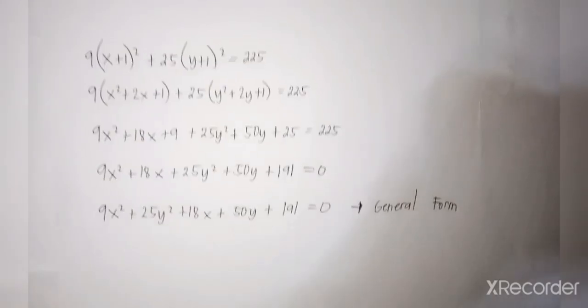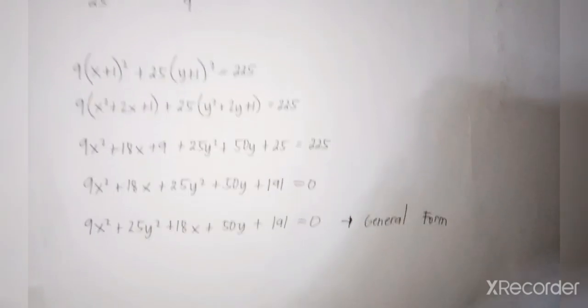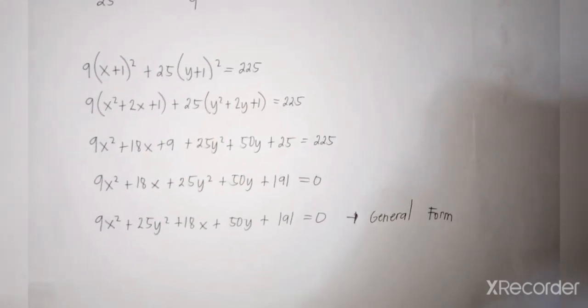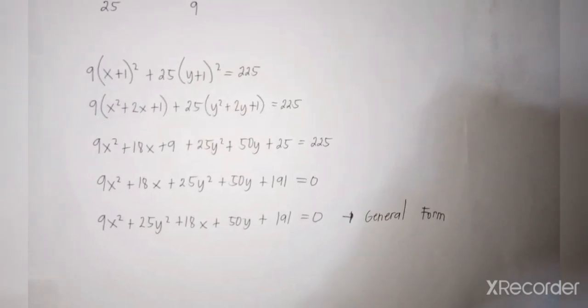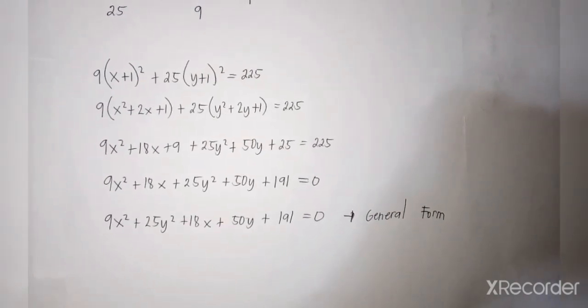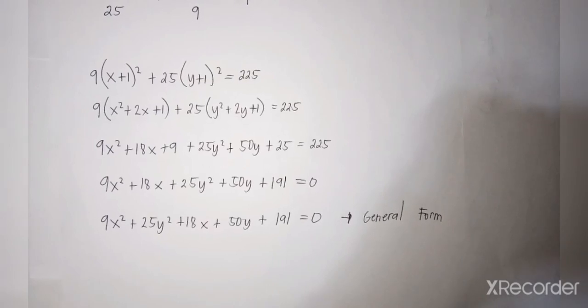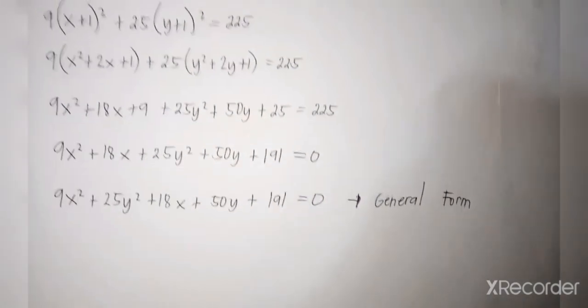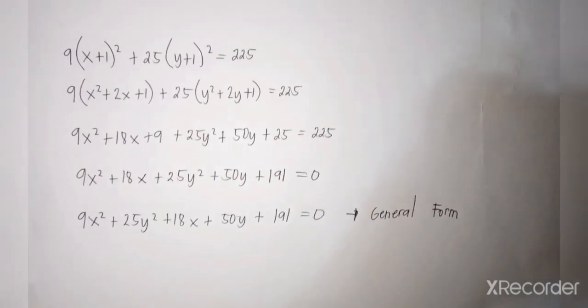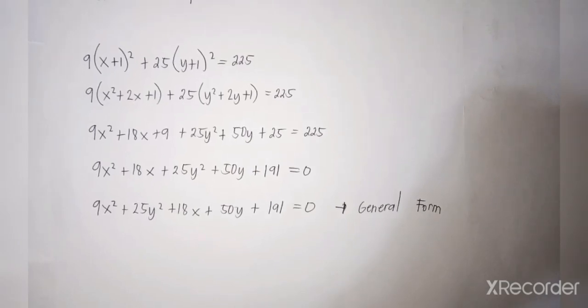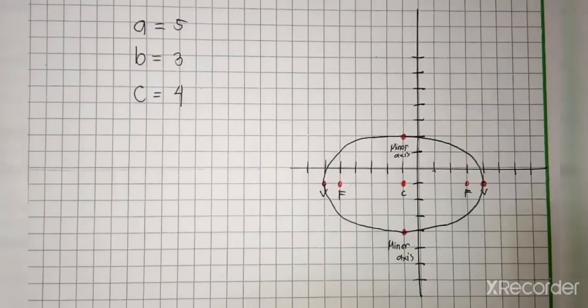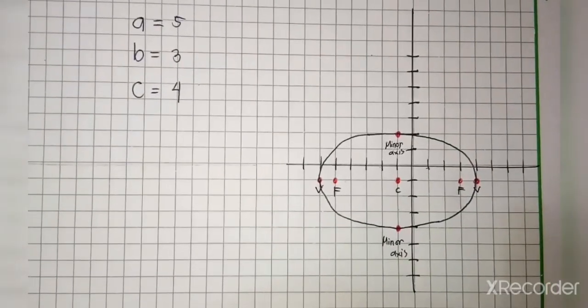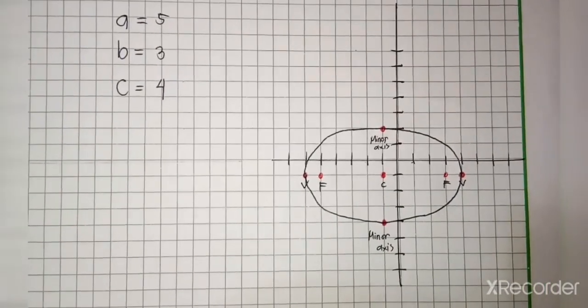Now let's write it in general form, which is 9x squared plus 25y squared plus 18x plus 50y plus 191 is equal to 0. So that will be our equation of an ellipse. And if we graph it, it looks like this. The a is 5, b is 3, and c is 4. This will be the ellipse.